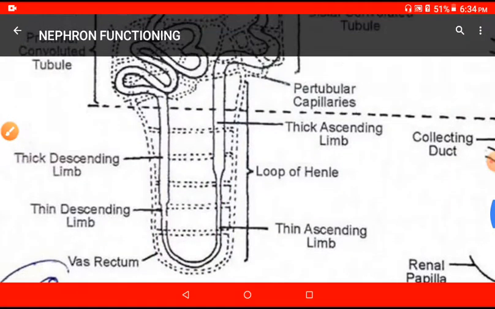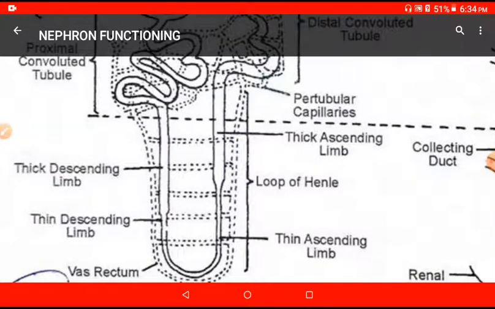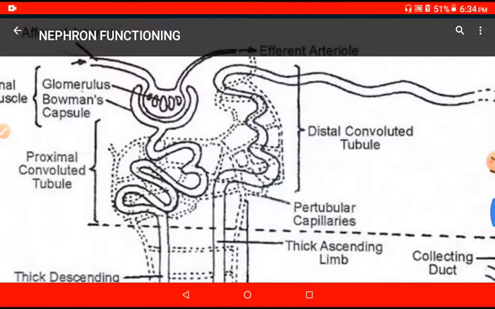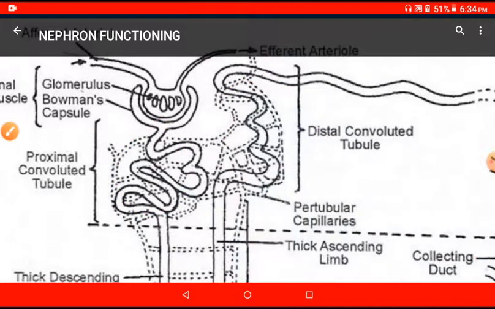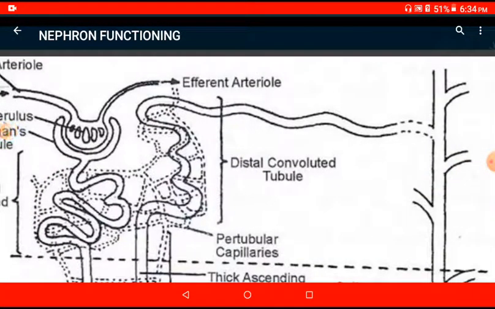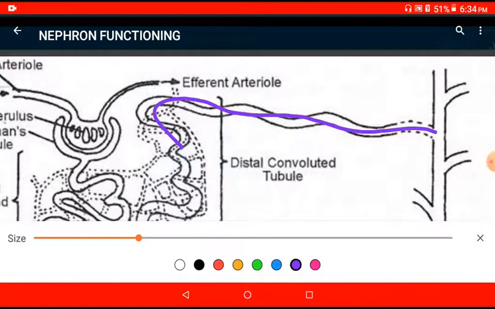These are the thick and thin limbs of Henle's loop, and Henle's loop opens into the DCT, or distal convoluted tubule. This is DCT and this is PCT. PCT is the first one, that is proximal convoluted tubule. The next part is Henle's loop, and it opens into the distal convoluted tubule. So these are the things you have to remember. And then this distal convoluted tubule opens itself into the renal tubules.